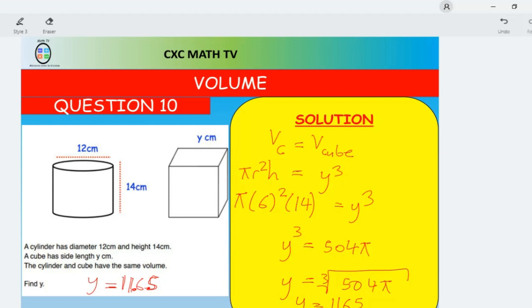That is all you need to know about volumes in terms of volume of cubes, cuboids, and cylinders. I'm going to make another video with volume of cones, pyramids, and prisms.